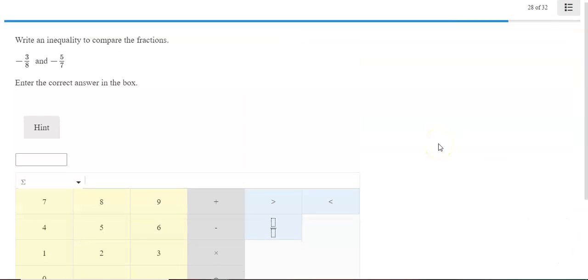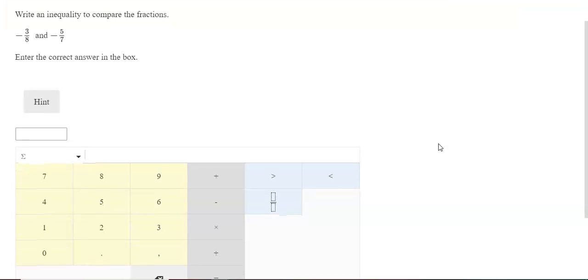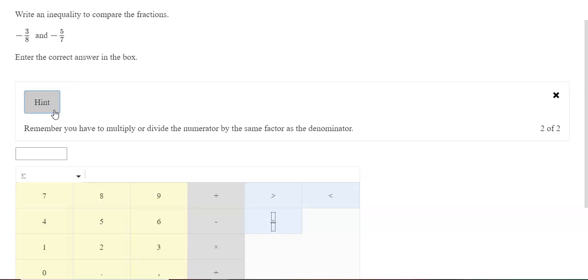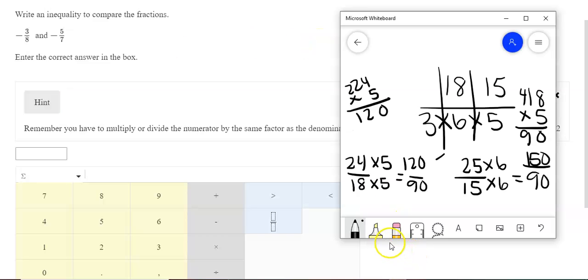Write an inequality to compare the fractions. So we have -3/8 and -5/7. So it's telling you to find a common denominator, and remember you have to multiply or divide the numerator by the same factor as the denominator. So let's go work it out.